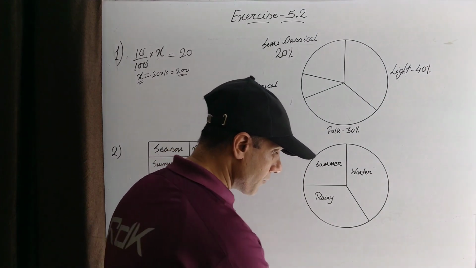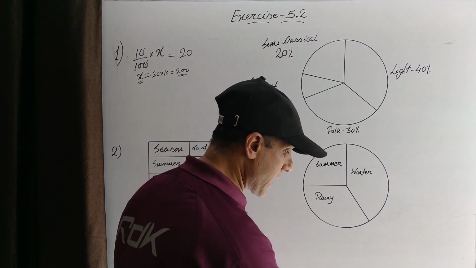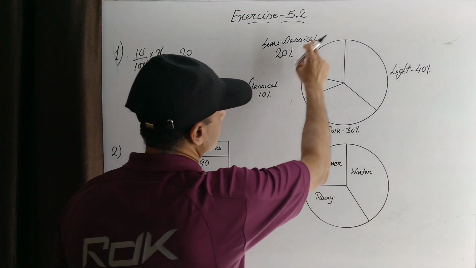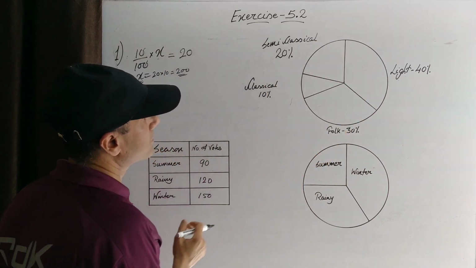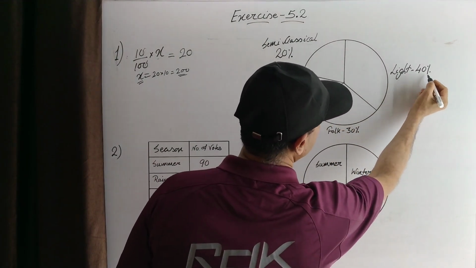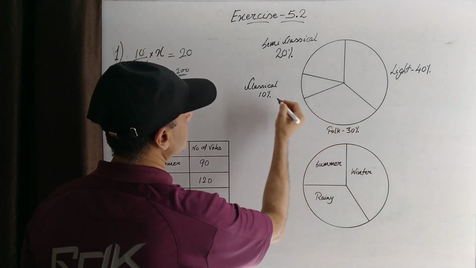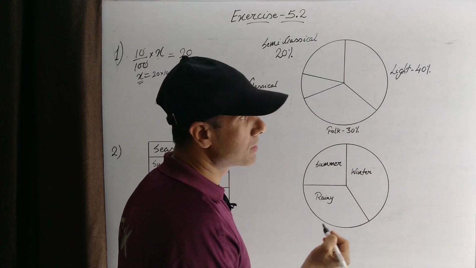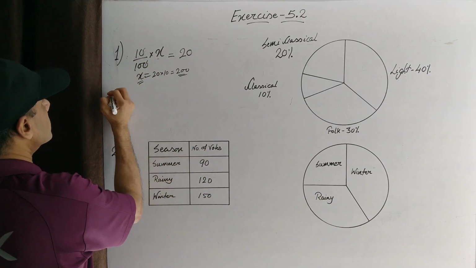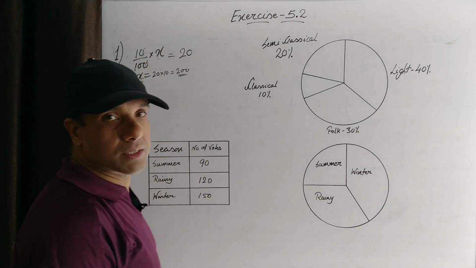Clear? Which type of music is liked by the maximum number of people? In this circle graph or pie chart, you can easily make out that 40% of the people liked light music, folk 30%, classical 10%, semi-classical 20%. So, light music will be the answer.